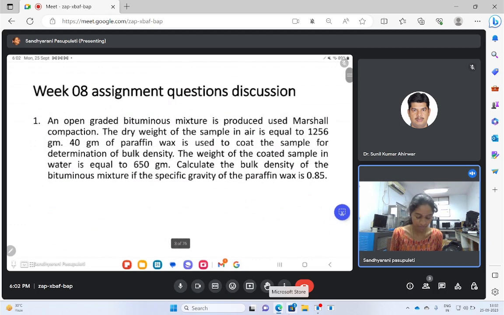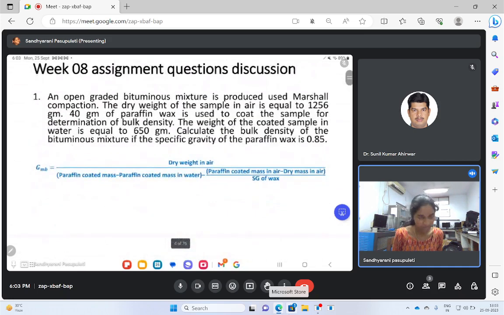So as far as the last assignment questions are concerned, the first question says that an open graded bituminous mixture is produced using Marshall compaction, and the dry weight of the sample in air is given as 1256 grams, and the weight of the wax is given as 40 grams. This wax is used to coat the 1256 grams of dry weight. The weight of the coated sample in water is 650 grams. They have asked us to calculate the bulk density of the bituminous mixture if the specific gravity of wax is given. So this is a direct question.